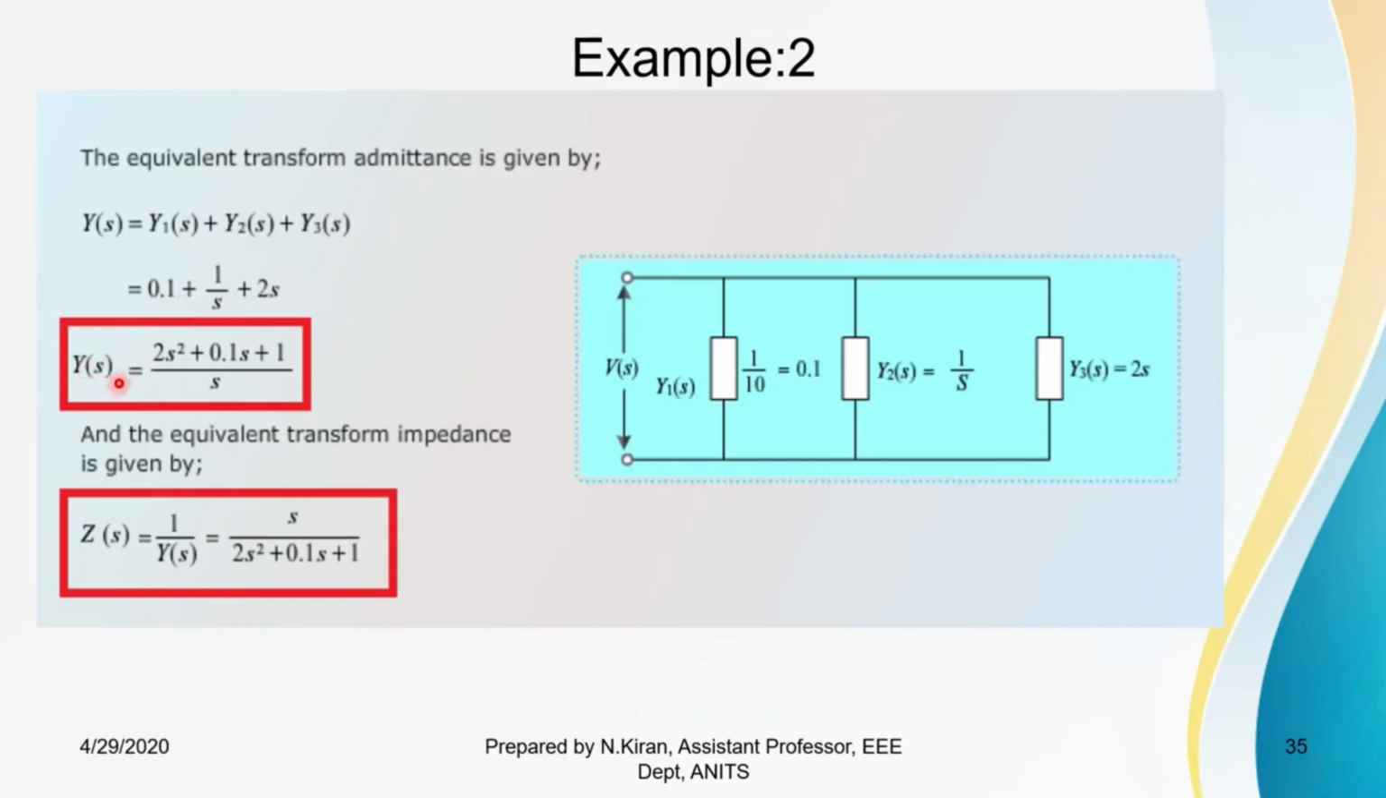Y of S is equal to, if I take LCM, 2S squared plus 0.1S plus 1 by S. So if I want the transform impedance for the same sum, it is nothing but the reciprocal of this Y of S, that is nothing but S by 2S squared plus 0.1S plus 1. This is one way of doing the sum.